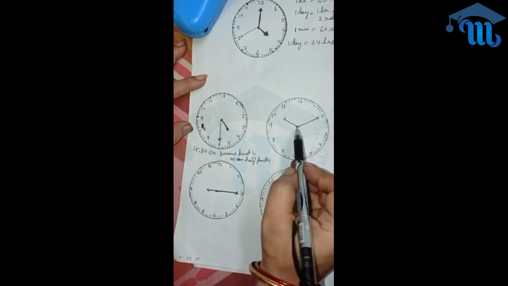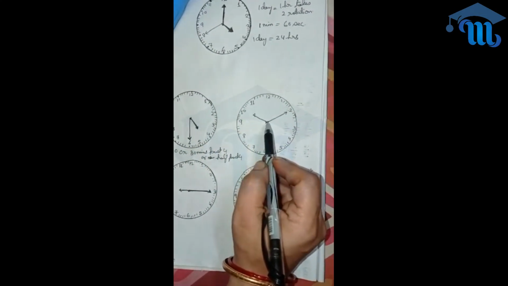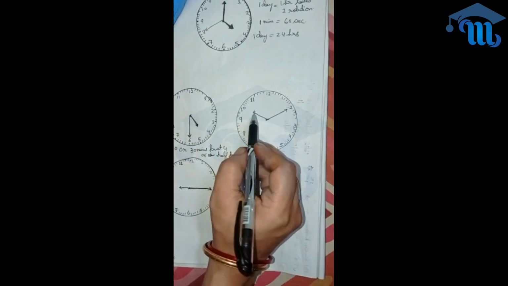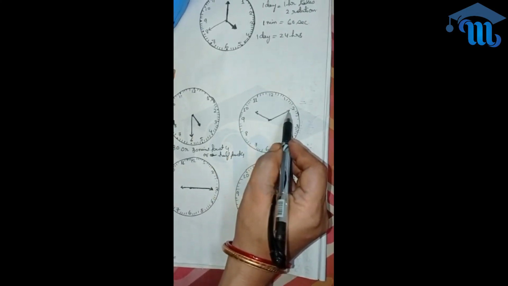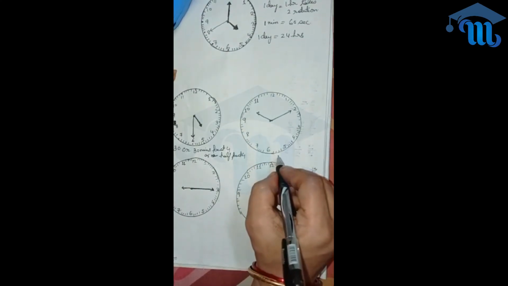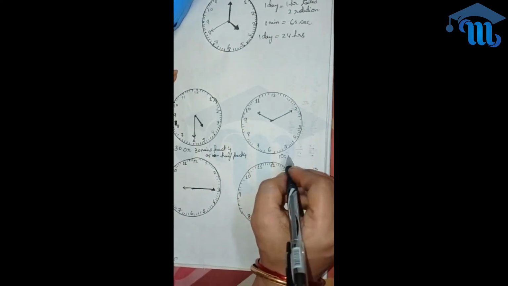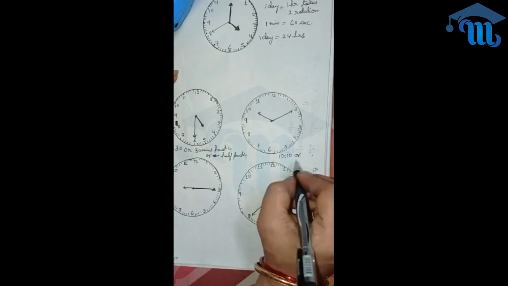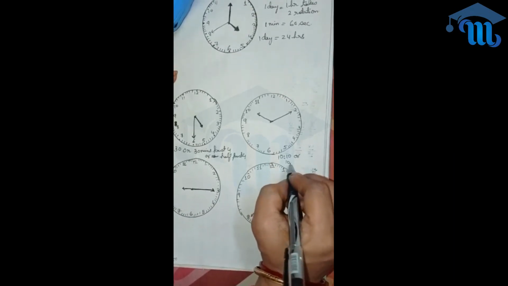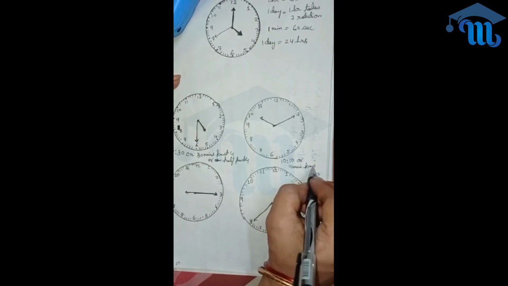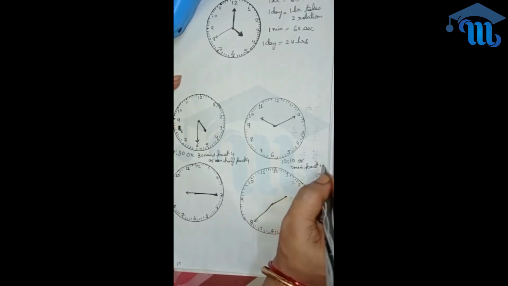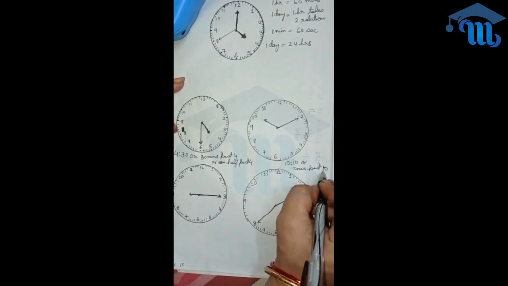Now see, this is another clock. Here the hour hand is at 10 and the minute hand is at 2. So the time is 10:10, or we can write it as 10 minutes past 10.